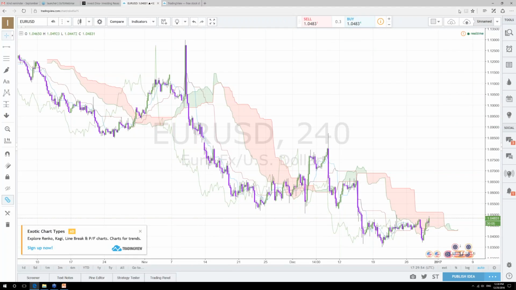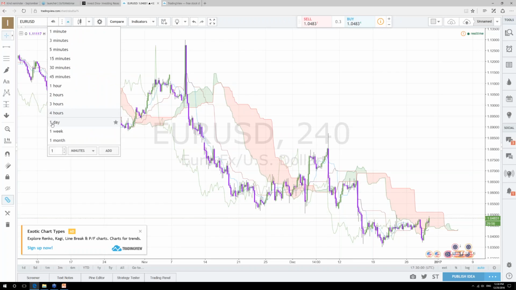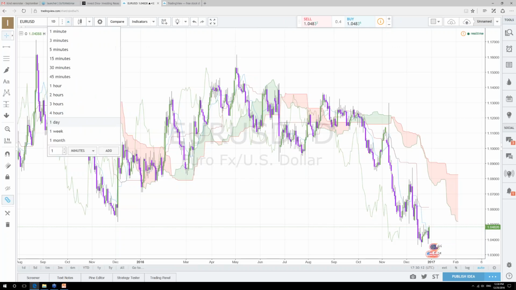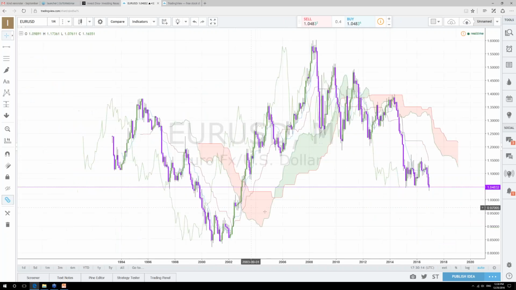All right. So with euro dollar, this is again the 4-hour chart. I'm going to go back to daily, work our way towards the monthly, and then go back to 4-hour for a shorter term trading strategy. So actually, let's start with monthly first. We want to know where euro dollar has been.